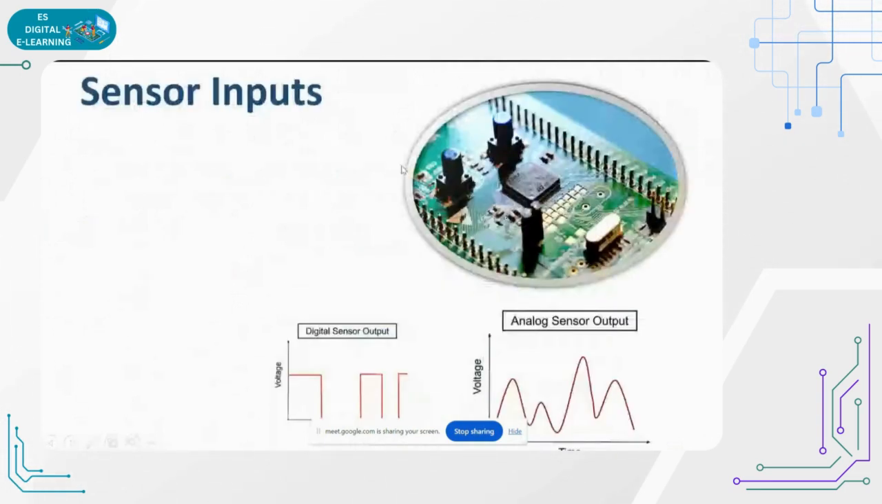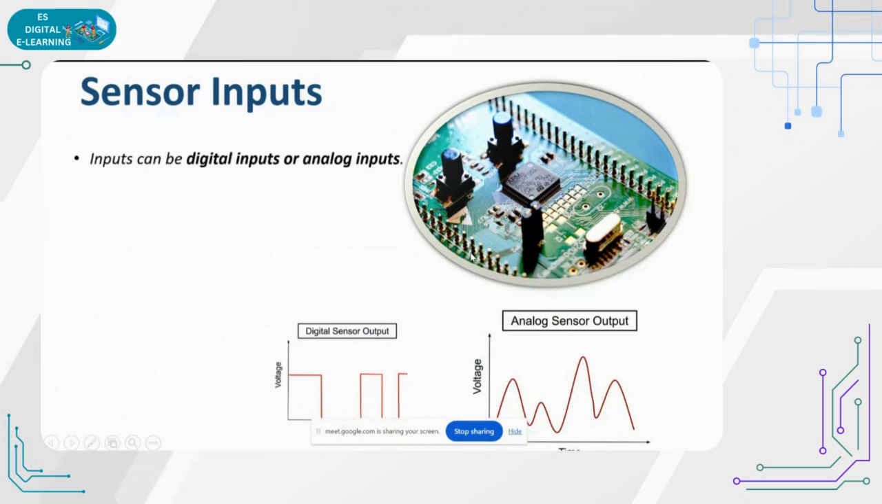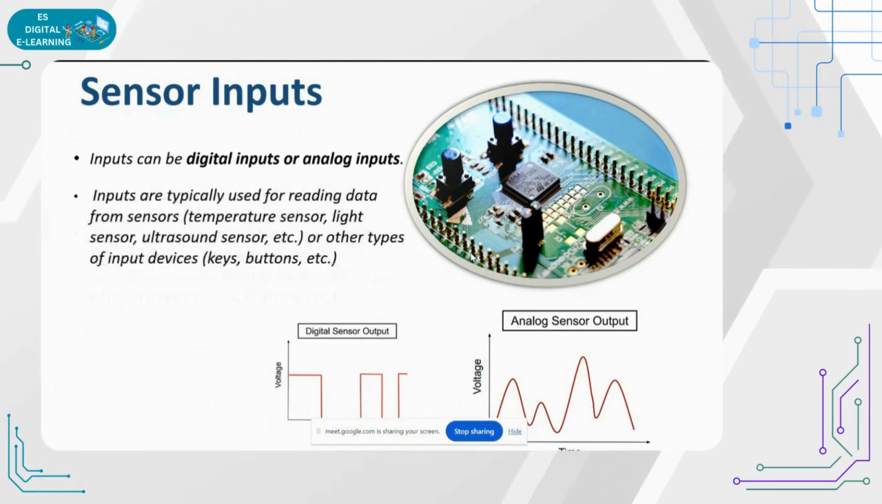And we need to understand about the sensors. As I told you, we have digital sensors and analog sensors. Inputs can be digital inputs or analog inputs. Whatever the digital things, it will be the key switch buttons, and the analog is specific to the temperature or the pressure sensors.